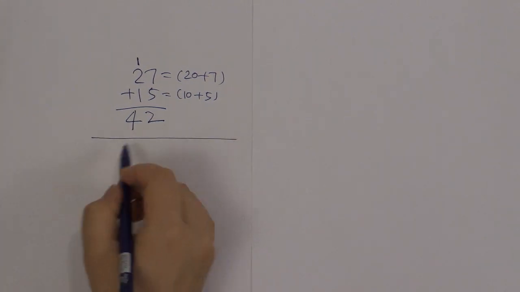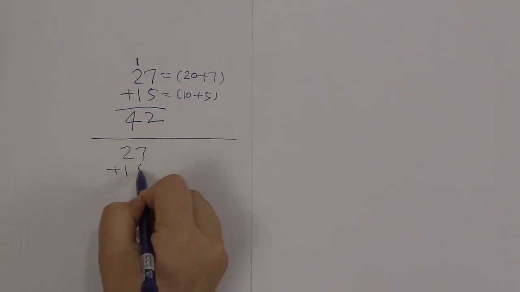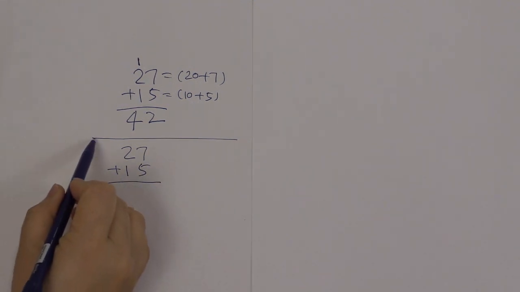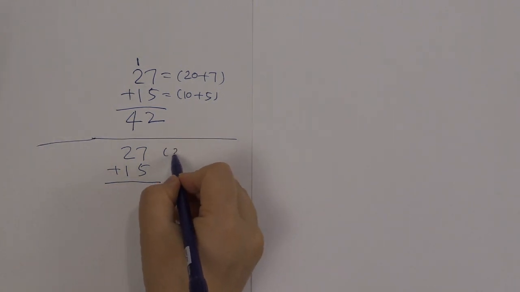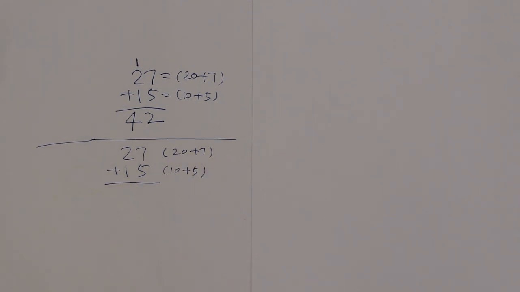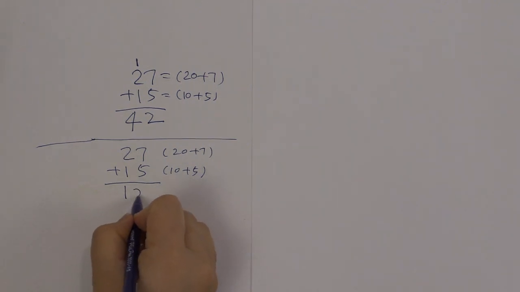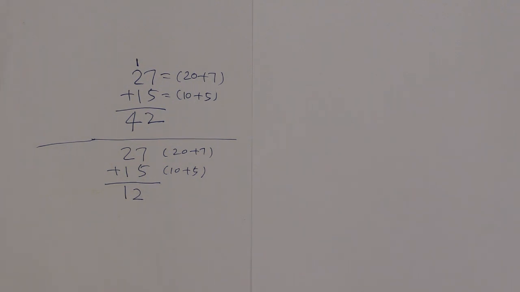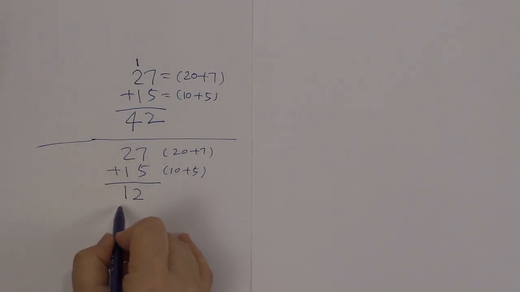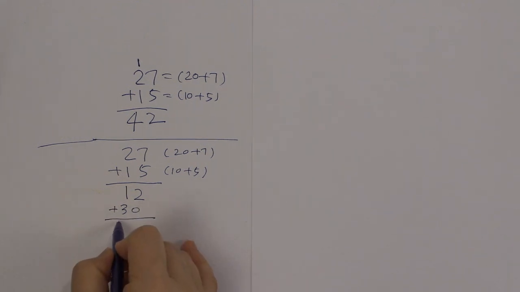What about this? The same thing. We're going to do 27 plus 15. Okay? And we know that this is 20 plus 7, and this is 10 plus 5. So I want to do 7 plus 5, which is what? 12. Can I write down 12? I'm going to write down 12. And what do we need to do now? I did 7 plus 5, so now it's time to do 20 plus 10, which is 30. So I'm going to add them all together, 42.